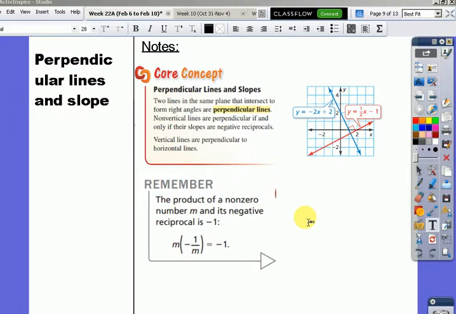Okay, so we are continuing our discussion of 4-3. We talked about parallel lines last time. Now we're moving on to perpendicular lines.